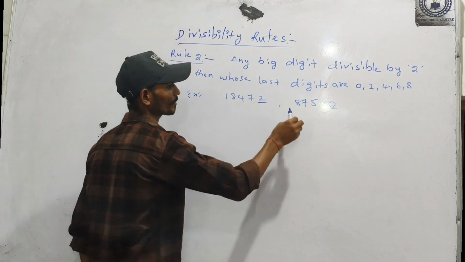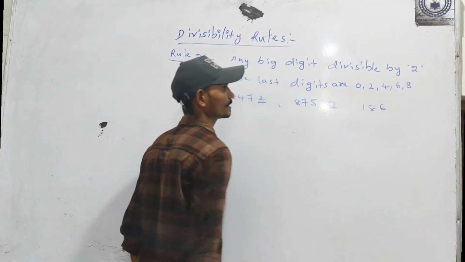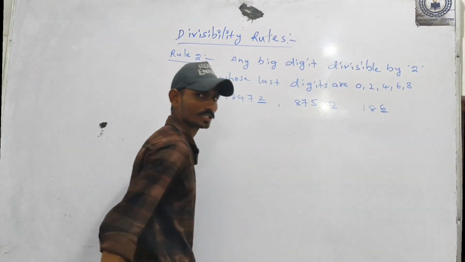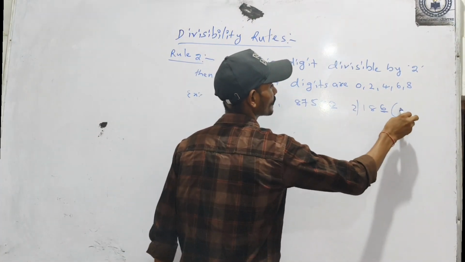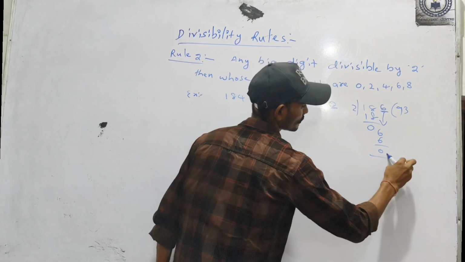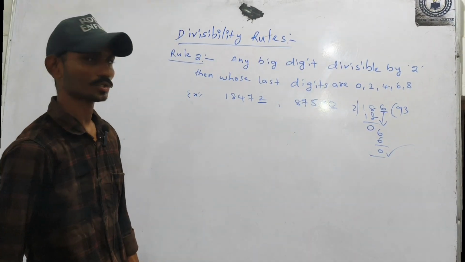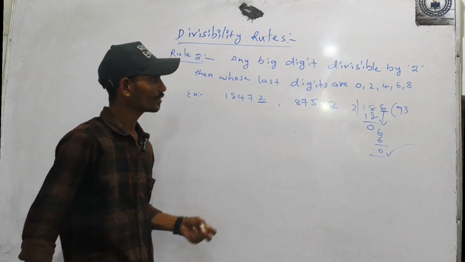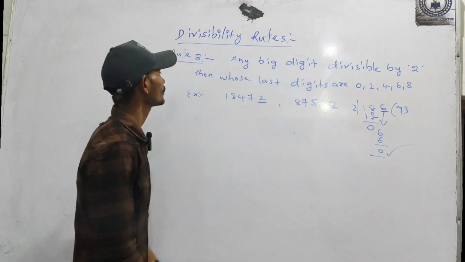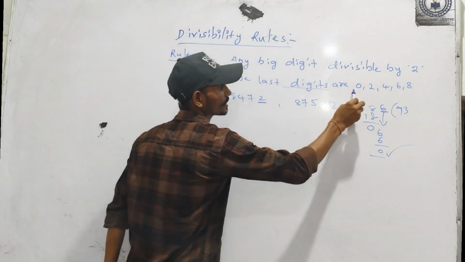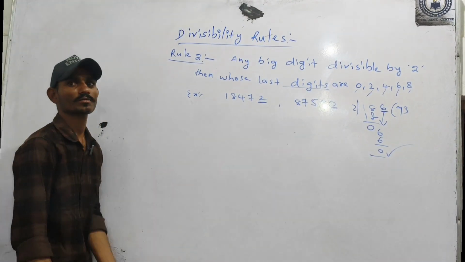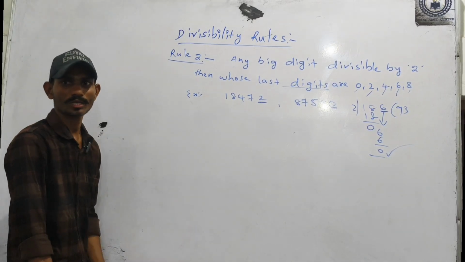Next, one more example. Is this number divisible by 2 or not? Yes, because its last digit is 6. Let's go and divide: 9, 18, 0, take remainder 6, 3, 0. We are getting remainder 0, so it is divisible. So this is the rule of 2: any big-digit number is divisible by 2 if its last digit is 0, 2, 4, 6 or 8. Those kinds of numbers are easily divisible by 2.